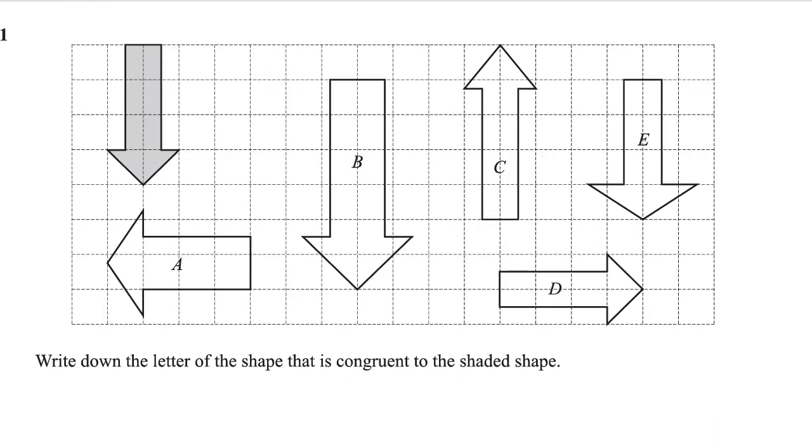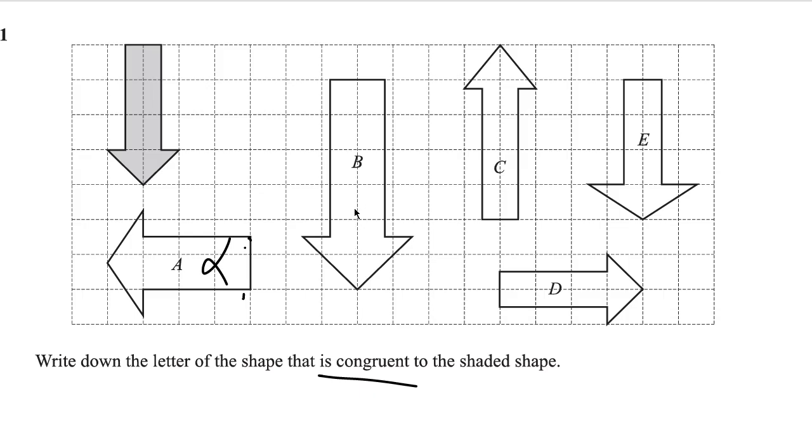The first question says, write down the letter of the shape that is congruent to the given shape. If you hear the word congruent, it implies that the given shape has the same shape and size as the other shape. This is the shaded shape. If you look at shape A, you see that it is wider than the shaded shape. You can see how far apart it is, that it's larger than what is here. So this is not congruent to the shaded shape.